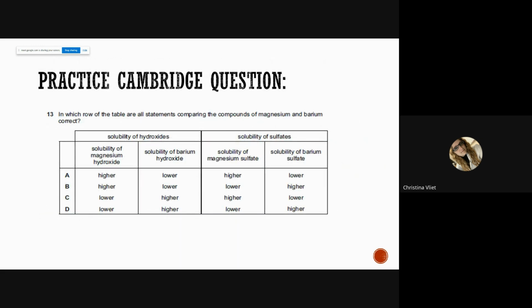Here's the type of question. Let's take a look. In which row of the periodic table are all statements comparing the compounds of magnesium and barium correct? So looking at what I just taught you, that's standard. Can you predict the solubility? Which would be more soluble, magnesium hydroxide or barium hydroxide? Go ahead. C. Oh, okay. Yeah, but to answer my question.